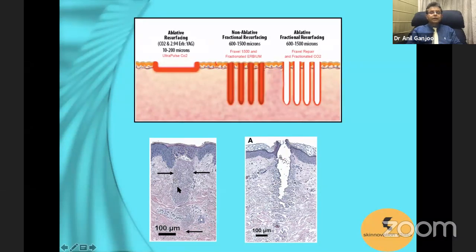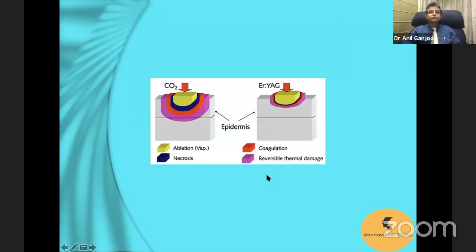While the non-ablative erbium glass, for example, or a non-ablative Nd:YAG would cause coagulation within the dermis only and leave the epidermis intact. So the advantage here is that post-procedure downtime is less. The patient does not take much time to heal, can go to work within 48 to maybe 72 hours. But here in CO2 laser, the downtime is more.